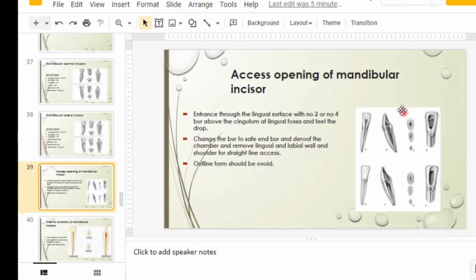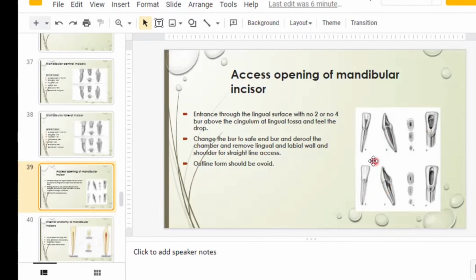Yes. So as Navya said, we will start from the cingulum. Usually they used to say triangular earlier, but these days minimal preparation concepts have come, so they are making an ovoid shape. When you are preparing the ovoid shape, it should be extended more towards the cingulum. Why? Because 40 to 50% of lower incisors have a secondary canal.